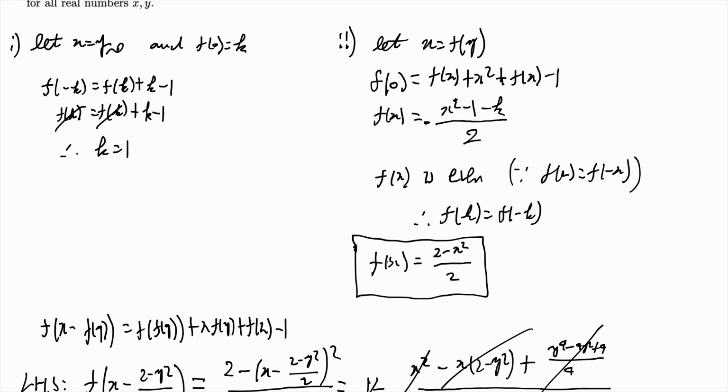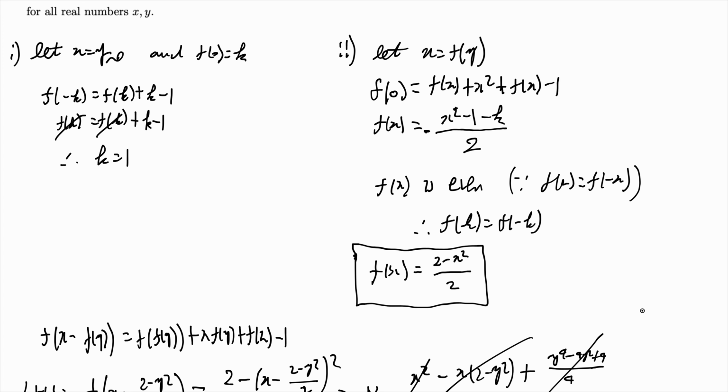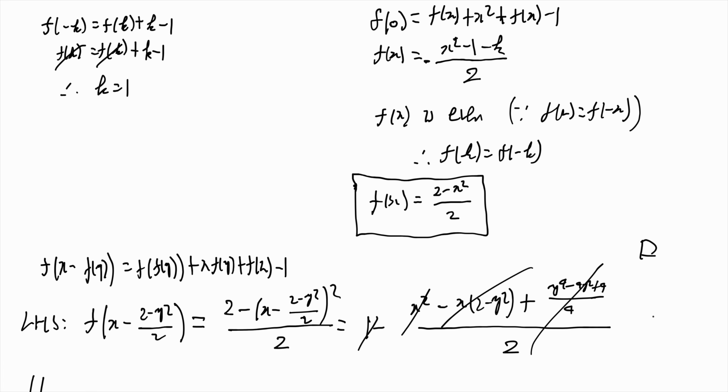Meaning if this is true, then this is also true, and if this is true, then this is true. So this follows the if and only if condition. Thus, f of x, this one, is the only solution. And we completed our, oh wait, we don't need that, it's not a proof. And we completed our solution.